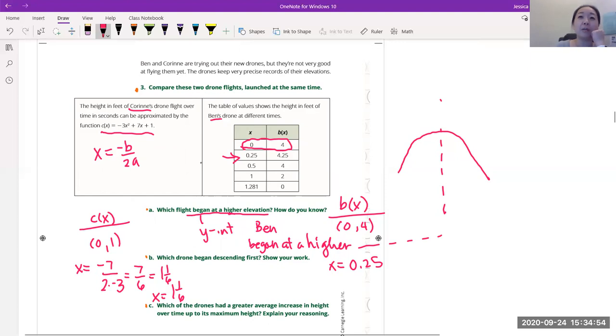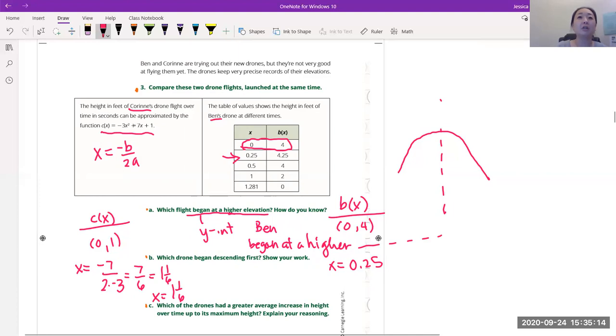All right, so here we go. The first question is, which flight began at a higher elevation? Which one started higher? That would be basically talking about your y-intercept, at time 0, x equal to 0. At time 0, where did the drone start? How high was it off the ground?